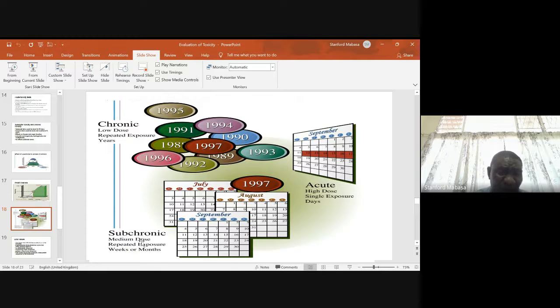And there's also what we call subchronic. This is a medium dose repeated over a few weeks to some months. We may also want to know what these can do.